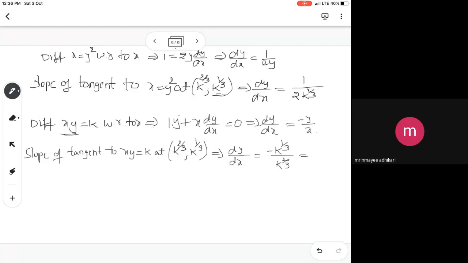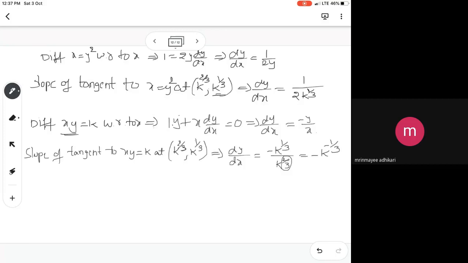Either you can take it to the numerator, k to the power of minus 1 by 3, or minus k to the power of minus 1 by 3, you are going to get. When you take it up, 1 by 3 minus 2 by 3 is nothing but minus 1 by 3 you are going to get.